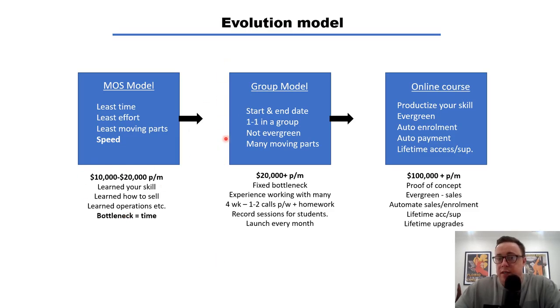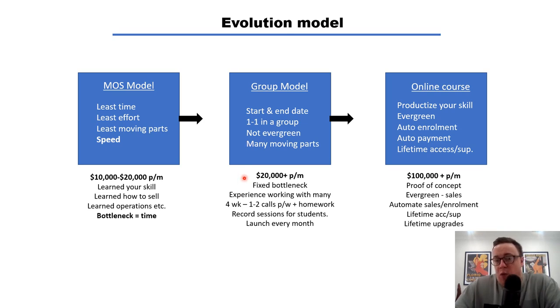The next evolution is to go to the group model. So we take what we learned with the MOS model and now we employ it into a group model. But like we found out, there is a start and an end date, which means we're limited on how many people we can bring in each and every month. It is one-to-one in a group, so you physically still have to do the work. It's not evergreen, which means we can't just enroll people 24 hours a day, 7 days a week, which is the model we should be going for, and it has a lot of moving parts.